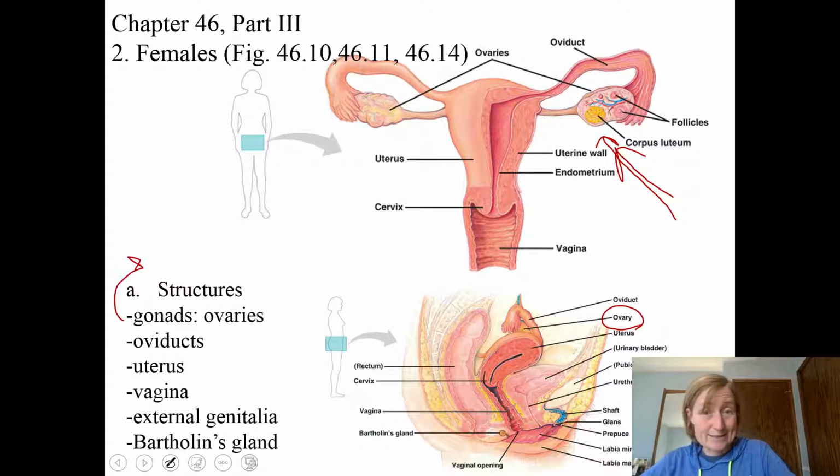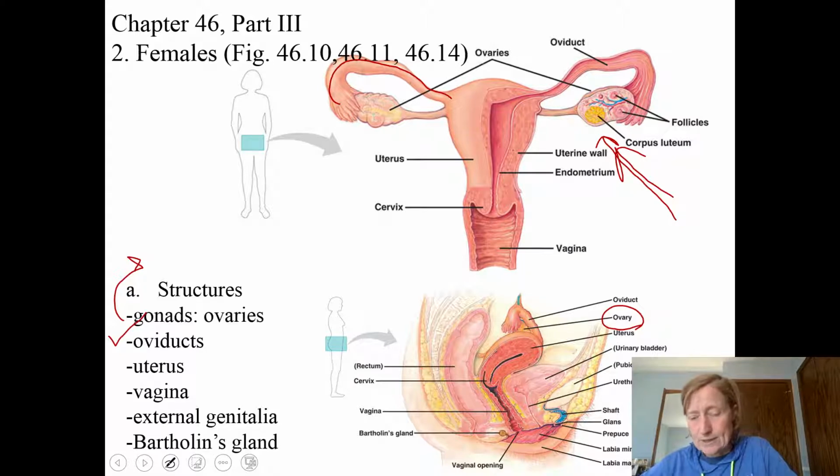Now, what's next? Where does the egg go once it's released from the ovary into the abdomen? We move on to the oviducts. The oviducts are also called the fallopian tubes. The oviducts are the tubes or the ducts through which the egg travels from the ovary to the uterus. And so we get this long tube right here that we're talking about.